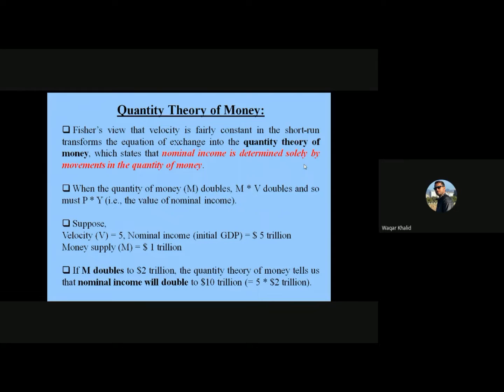Suppose we double the quantity of money. It means MV doubles because V is constant, and so PY does as well. Now look at this example. Initially V is equal to 5, the velocity of money is 5, nominal income is $5 trillion, and money supply M is equal to $1 trillion. Now if M doubles to $2 trillion, the quantity theory of money tells us that nominal income will double to $10 trillion. Why? If we multiply 5 with 2, we get 10. So if money doubles, nominal income will double because V is constant.